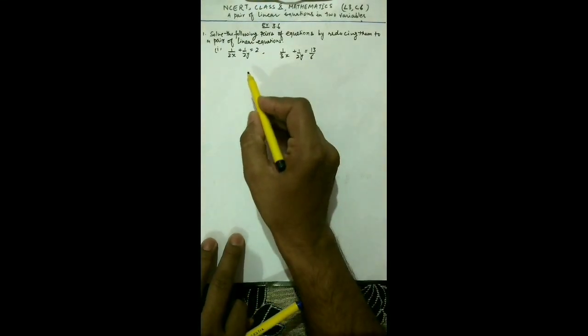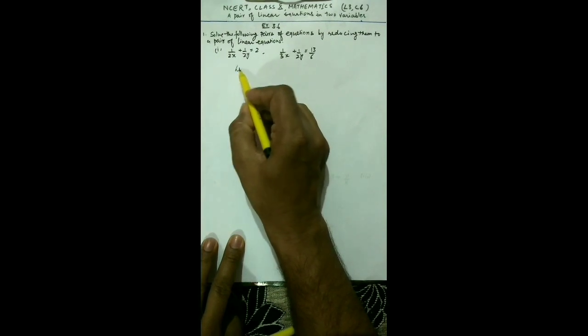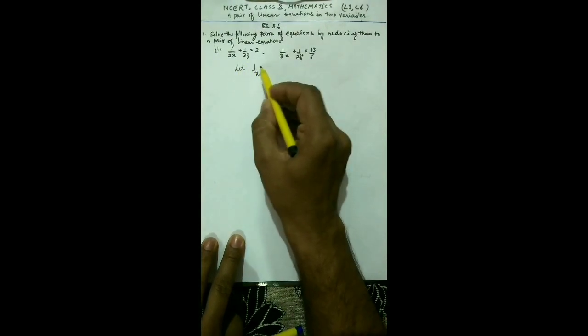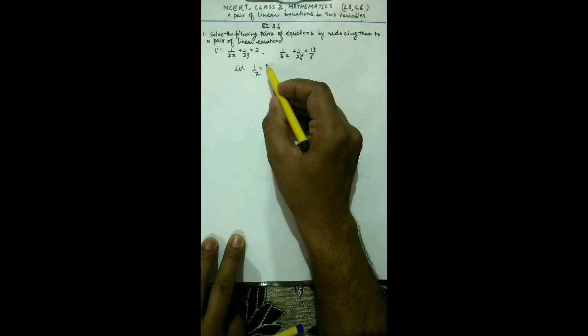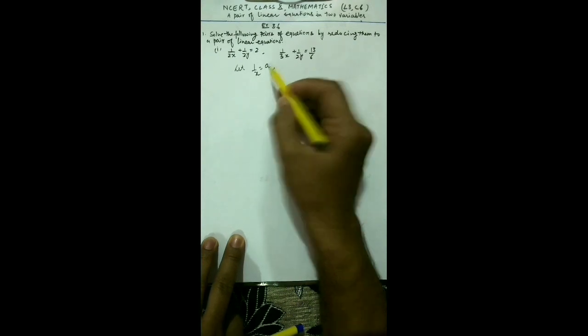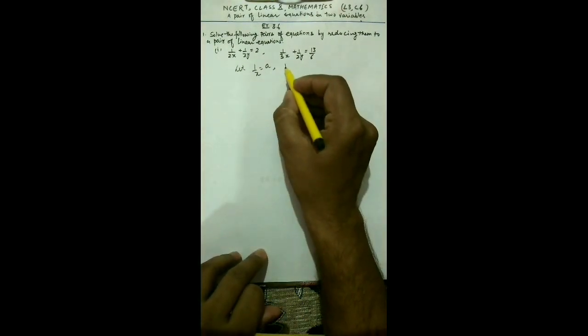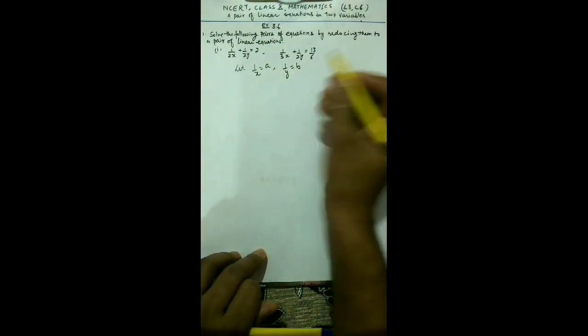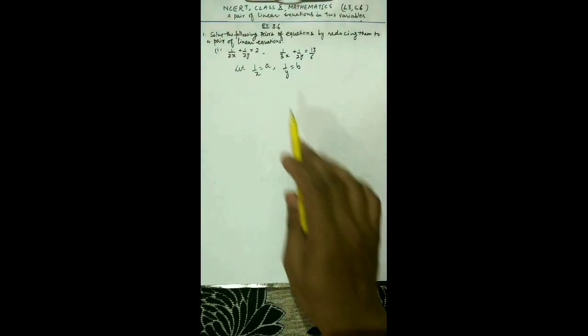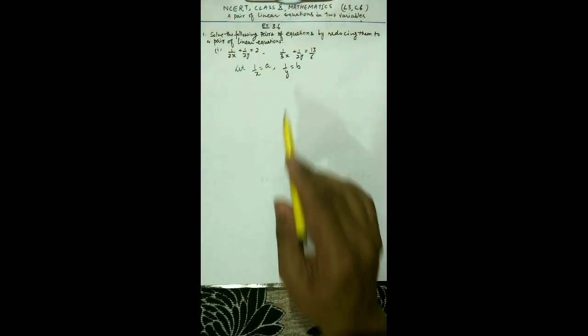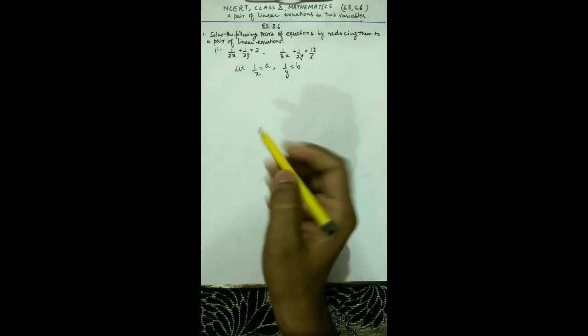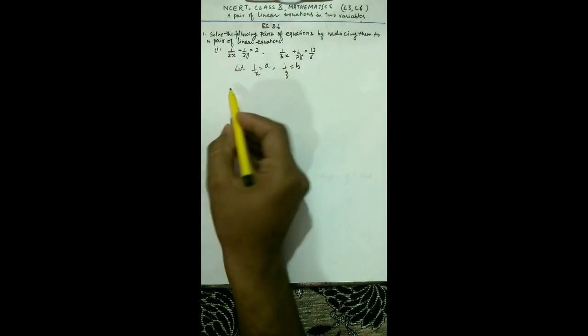Method. Second method I'll give you the hint how to do, but first method I'm doing. So in that method we assume let 1 upon x equal to a, you can take capital A or capital B, so I'm taking this small a. So 1 upon x we will take as a, and we will take 1 upon y as b.